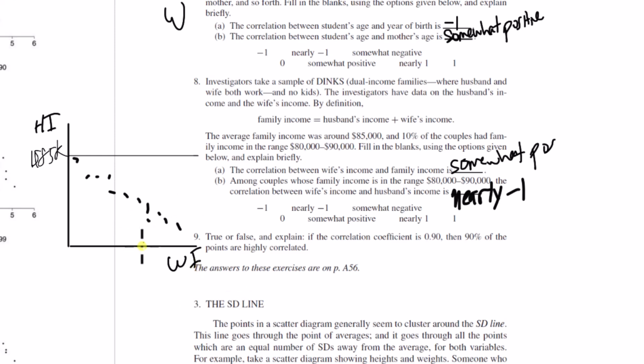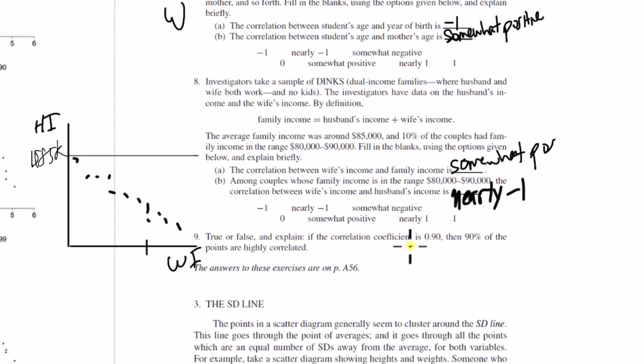Because if you know the wife's income is 45,000, and the family makes something between 80 and 90,000, you have a good idea of what the husband's income is going to be. Okay, true or false, and explain.